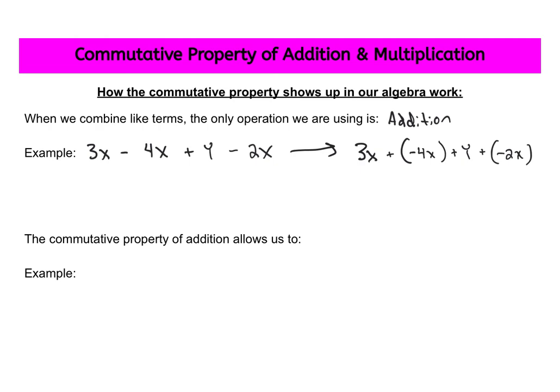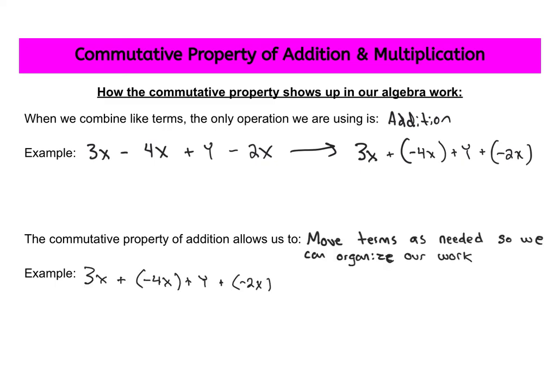Because even if we are combining with some negatives, if you're using a tile model, you're still adding negative tiles to your pile. And this commutative property, this idea of addition, allows us to move terms as needed so we can organize our work. So using that same expression, because the commutative property of addition says that we can move things without changing their value, we can rewrite something like this now and move all of our x terms together.